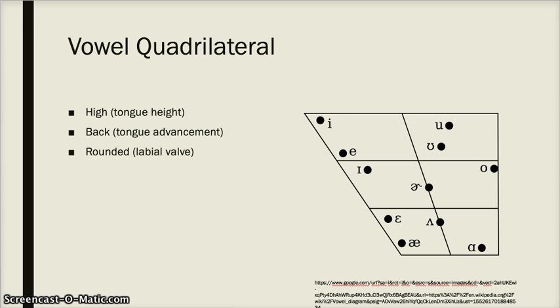A vowel quadrilateral can help show us tongue height and advancement for all of the vowels. As you can see, the vowel oo is a high, back vowel that is also rounded. This means our tongue is high toward our palate and in the back of our oral cavity. And additionally, our lips are rounded or protruded forward. Our lips can also be known as our labial valve.